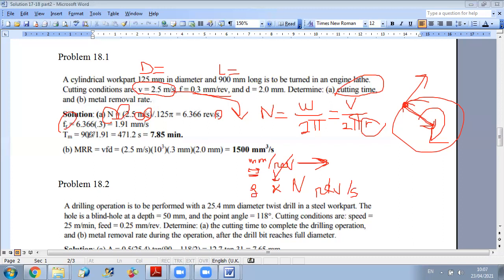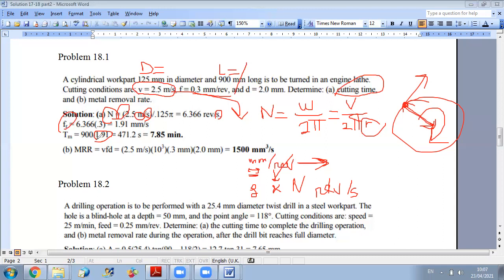The machining time can be calculated then as the total length of cut, which is 900 millimeter, over the feed rate, which is the advancing velocity. So it's like you have delta T equals a distance over velocity. In this way, you can calculate the corresponding machining time.